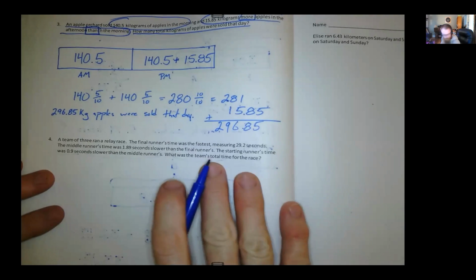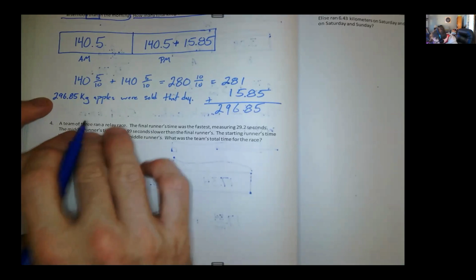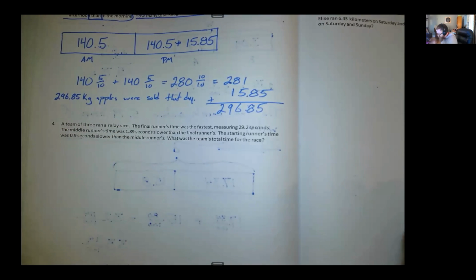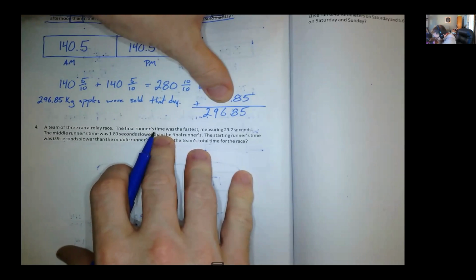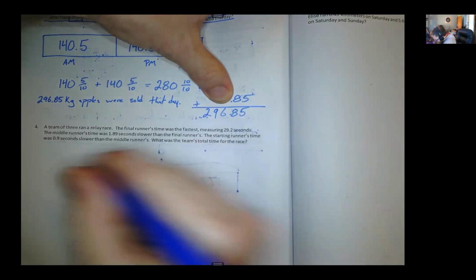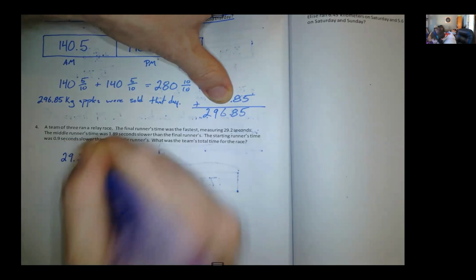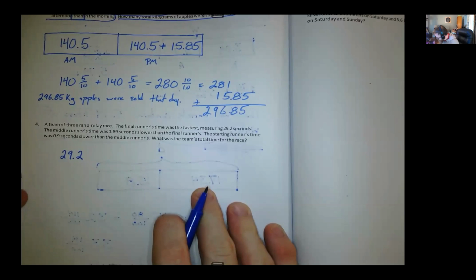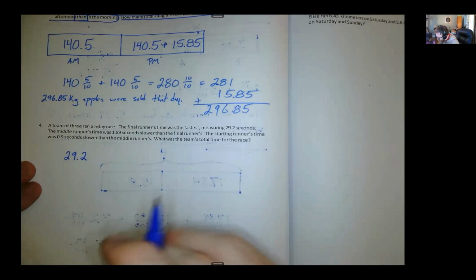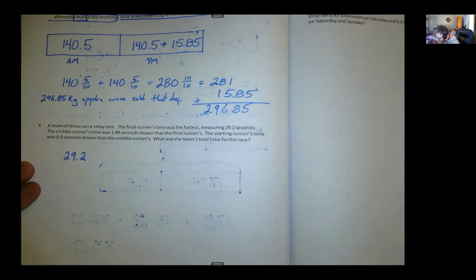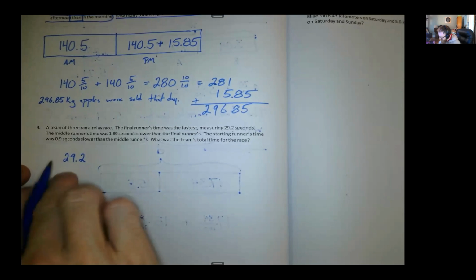All right, now number 4 we'll do together. Number 4 is very tricky. A team of 3 ran a relay race. 3 people, 3 values. The final runner's time was the fastest, measuring 29 and 2/10 seconds. That's the fastest time. All the other times will be longer than that. If it's the fastest time, that means it's going to be the lowest value, right? So our other times are going to have to be more than that.